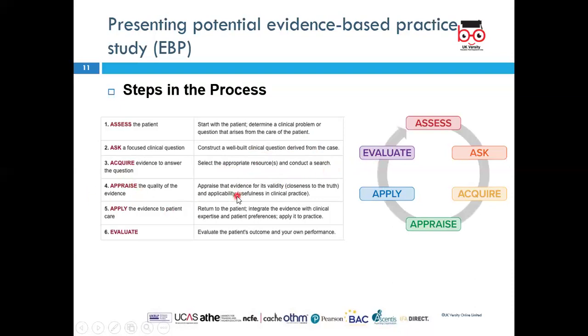Appraise the quality of evidence, appraise the evidence for its validity and applicability. So how useful is it in your clinical practice, whatever practice that you want to include? Apply the evidence to patient care. So you're returning to the patient, integrating the evidence that you gathered with your clinical expertise and the patient preferences, and applying it to practice. Evaluate the patient's outcome and your own performance.